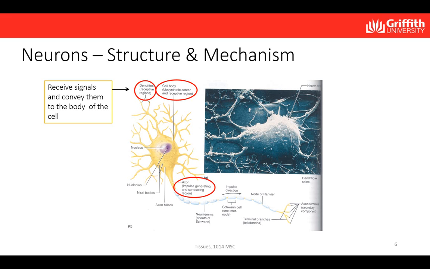The cell body of a neuron is the biosynthetic center of a neuron. Therefore, it contains the usual organelles needed to synthesize proteins and other complex molecules. An axon is the signal transmission region of a neuron. It generates nerve impulses and transmits them away from the cell body. Each neuron has a single axon, which arises from a cone-shaped area of the cell body called the axon hillock.